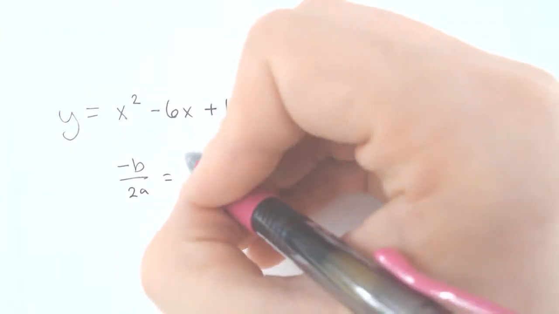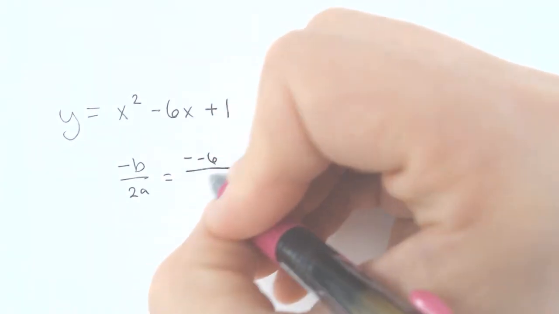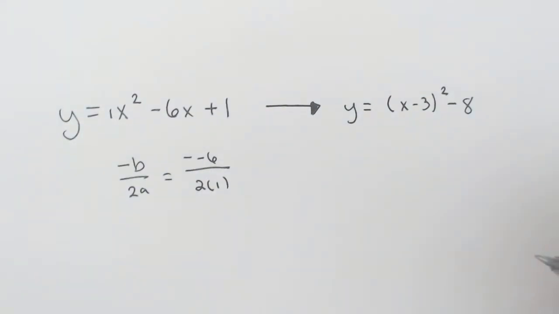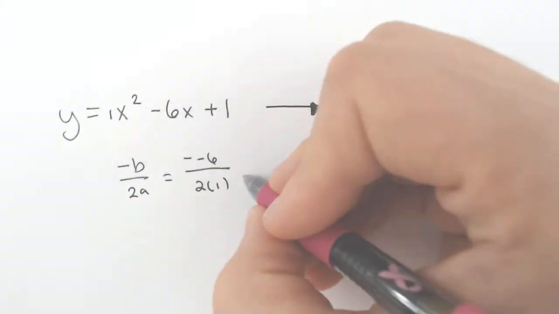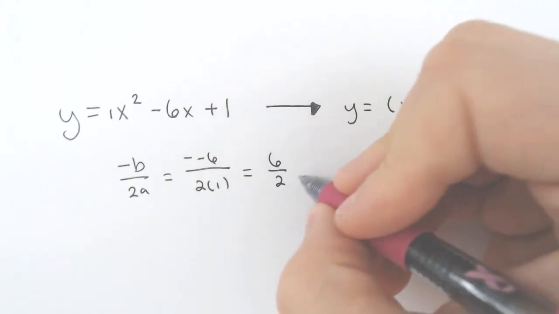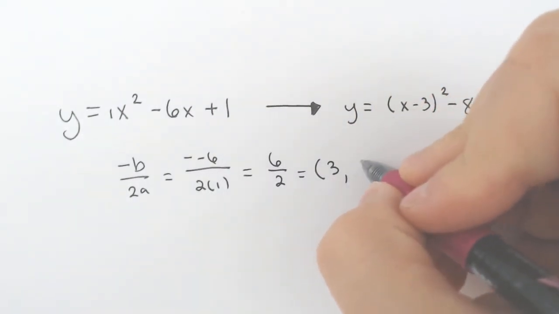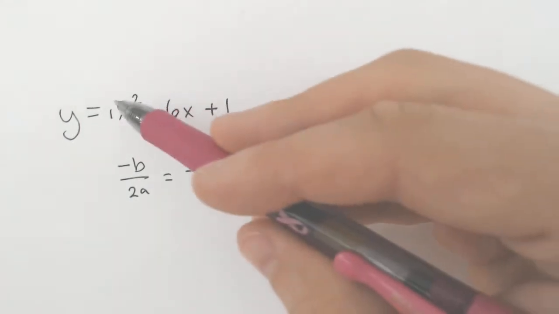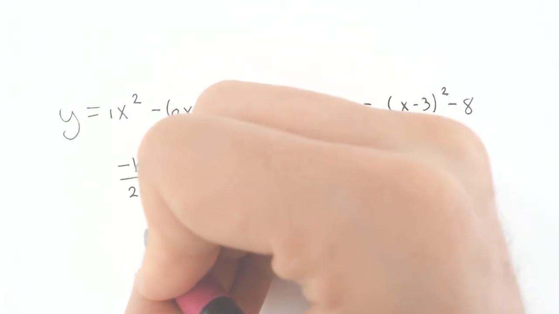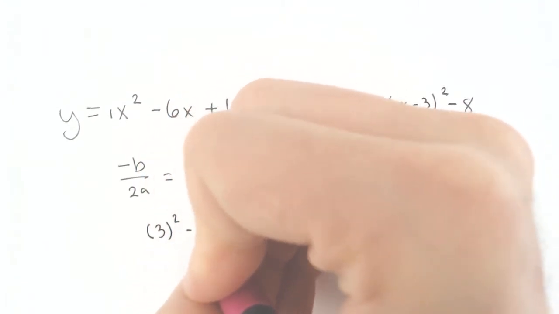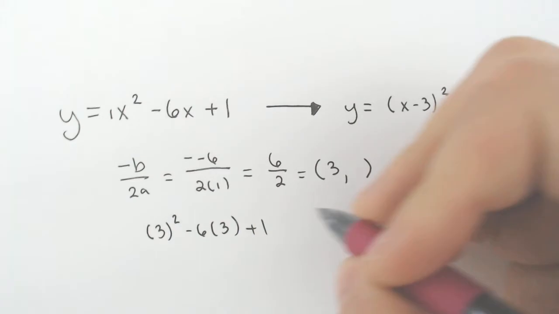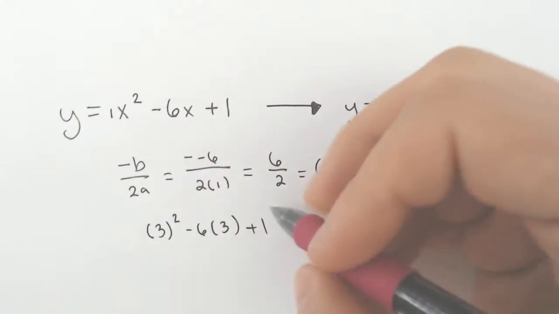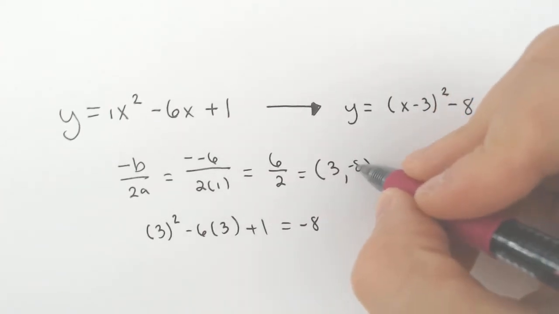And if we do that, we end up with negative 6 over 2 times 1, because the number in front is 1. And then from here, we would end up with 6 over 2, which is 6 divided by 2, which is 3. Then you can take that x value and plug it back in. So that would be 3 squared minus 6 times 3 plus 1. And if you do all that math, you end up with 9 minus 18 plus 1, which is negative 8.